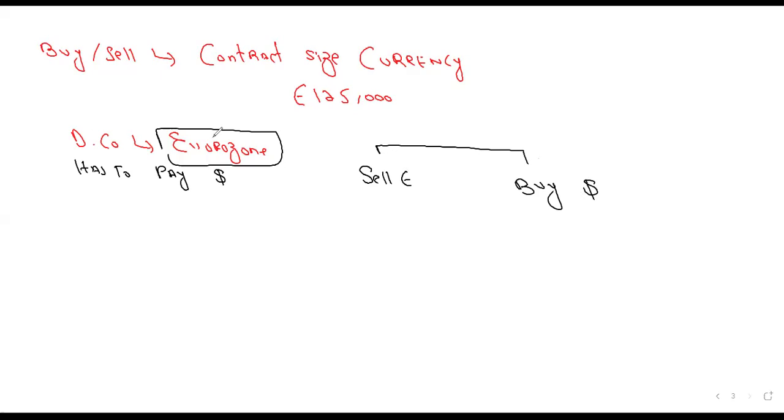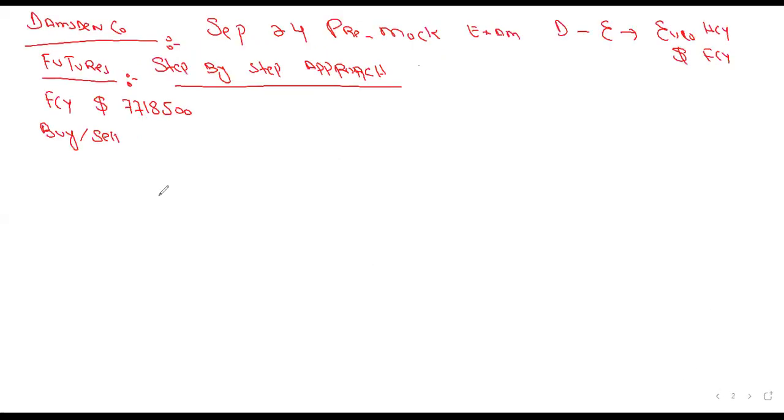So guys, I told you that this buy or sell criteria depends upon the contract size currency. In this example, the contract size currency was euro. So what are you doing? You are buying the euro or selling the euro? We are selling the euro. So you will tell the examiner that in this question, we will sell future.